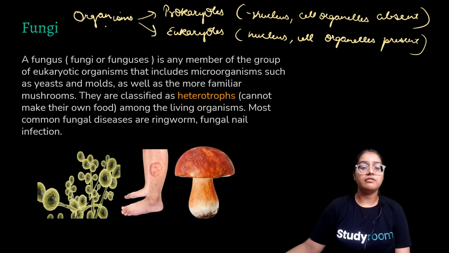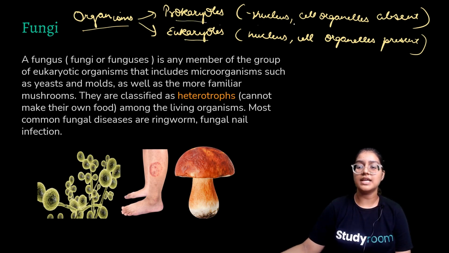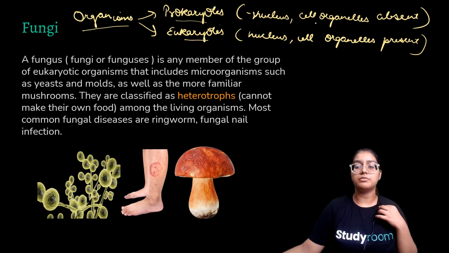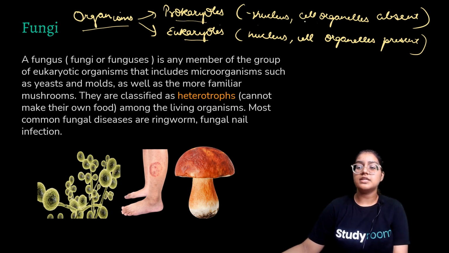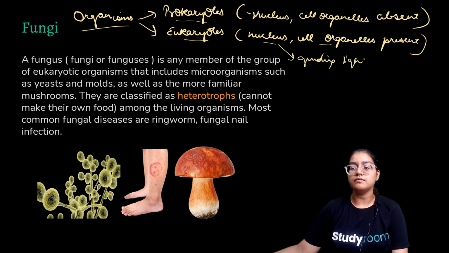Before moving ahead with fungi, you have to know that organisms are of two types: prokaryotic and eukaryotic. Prokaryotic means they lack a nucleus and cell organelles. Cell organelles are, for example, chloroplast or mitochondria. Eukaryotic means they have a nucleus and cell organelles. The nucleus is the guiding light of the cell, the main control power of the cell.